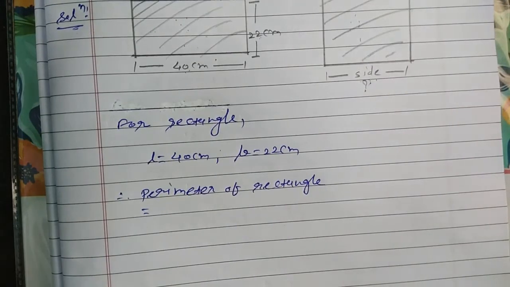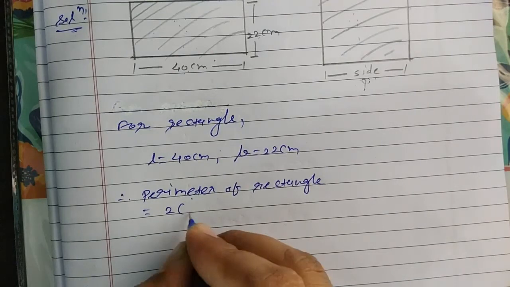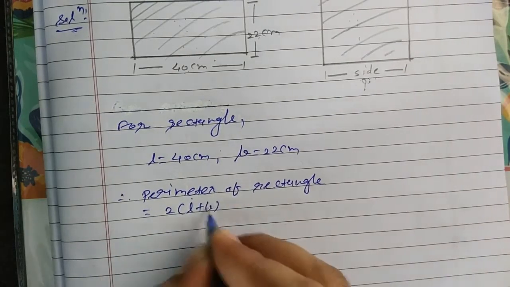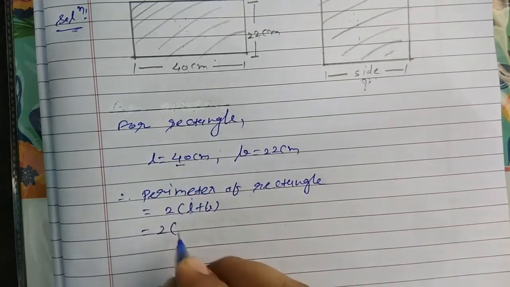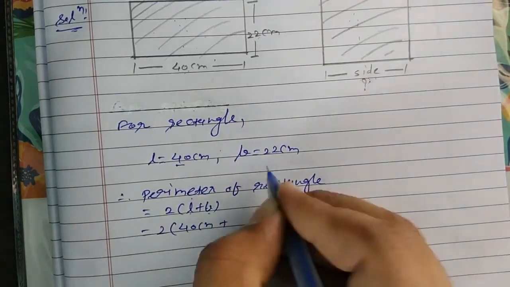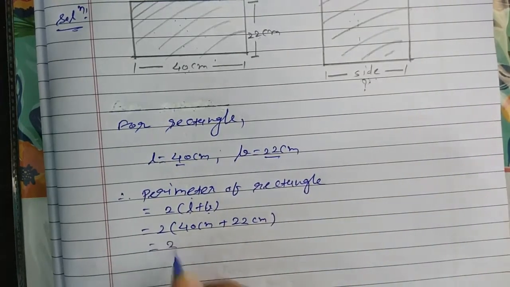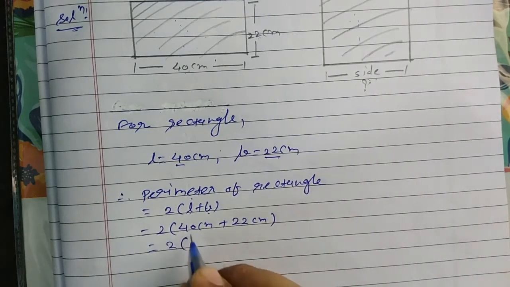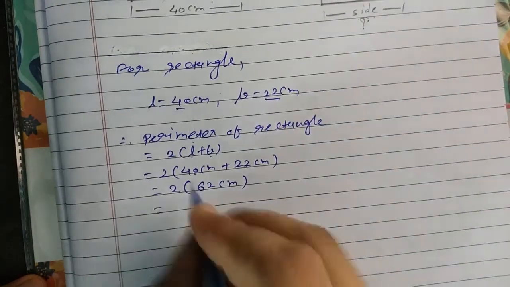That is nothing but, everyone, you have to remember the formula of the perimeter of a rectangle. It is 2 into (length plus breadth), that is equal to 2 into (length, which is 40 centimeter, plus breadth, that is 22 centimeter). What is 40 centimeter plus 22 centimeter? 62 centimeter.